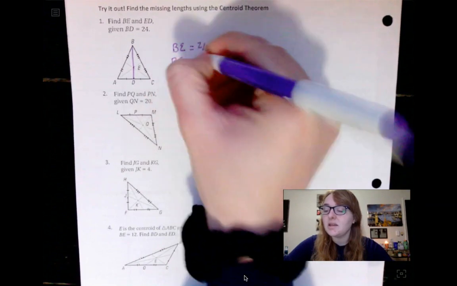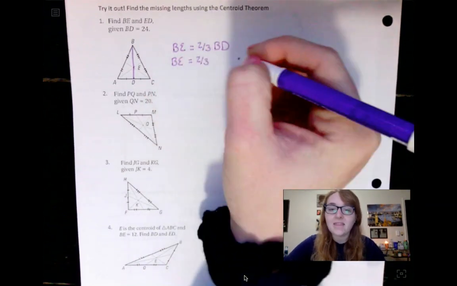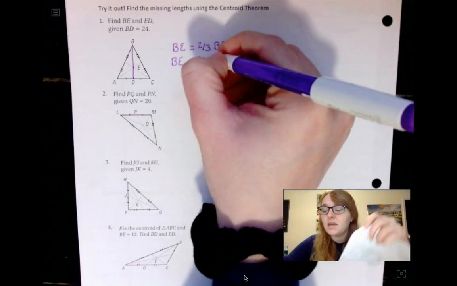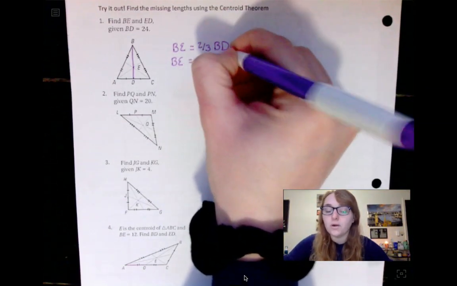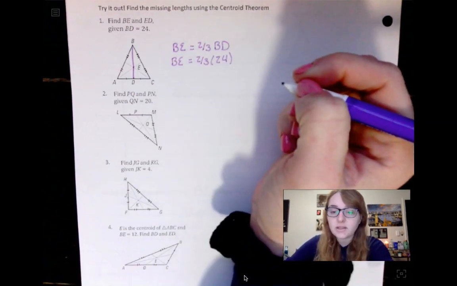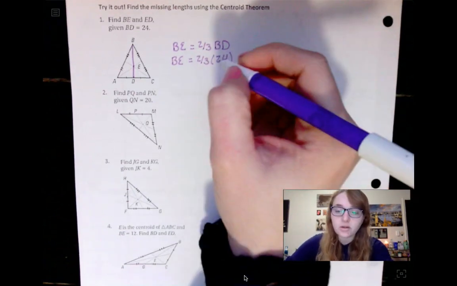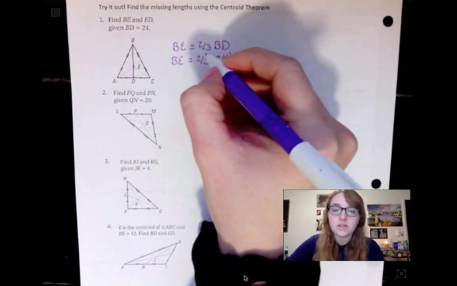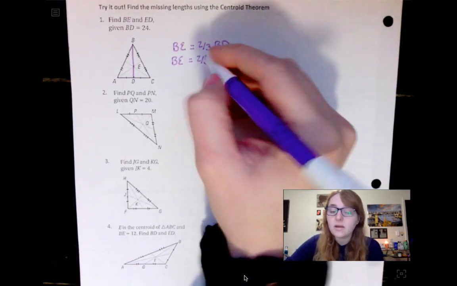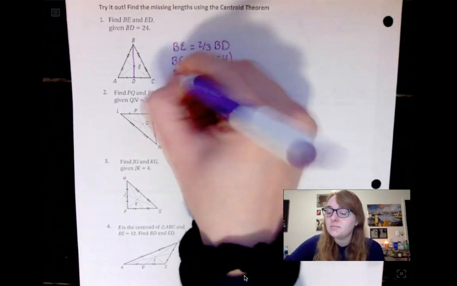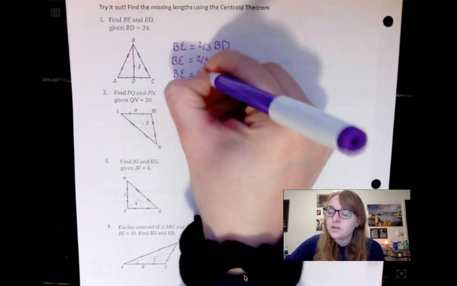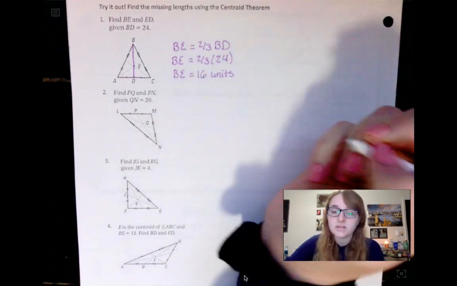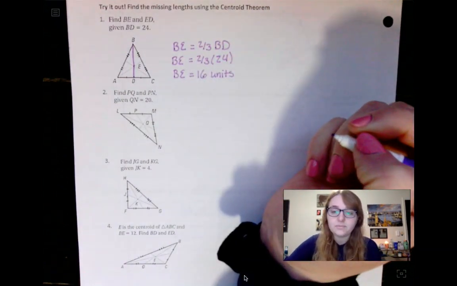BE is equal to 2/3. And then instead of writing BD, I'm going to write what we know BD to be, which is 24. If we plug this into a calculator or do our little fraction shortcut, multiply 24 by 2, and then divide that number by 3, we find that BE is equal to 16 units, because we don't know if these are inches, miles, centimeters, whatever.